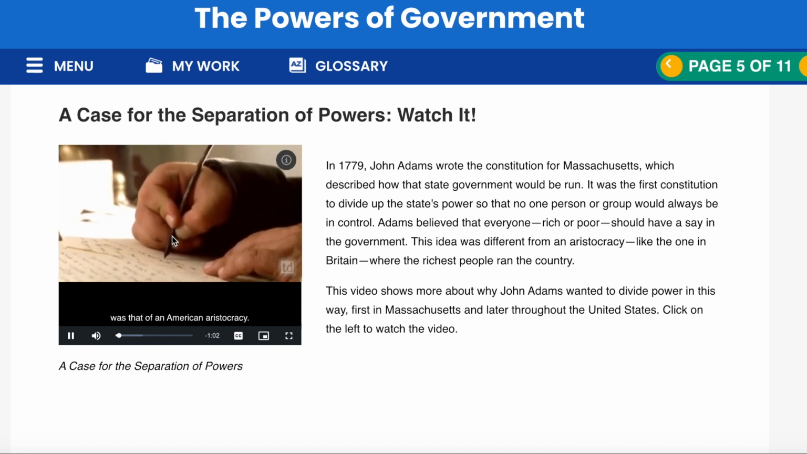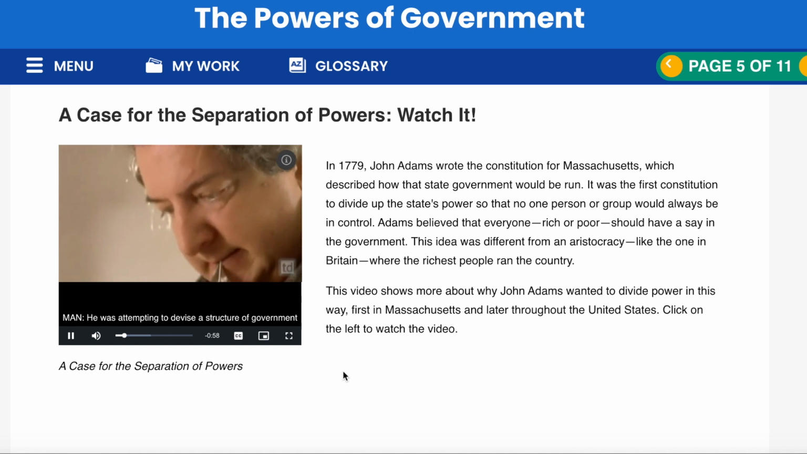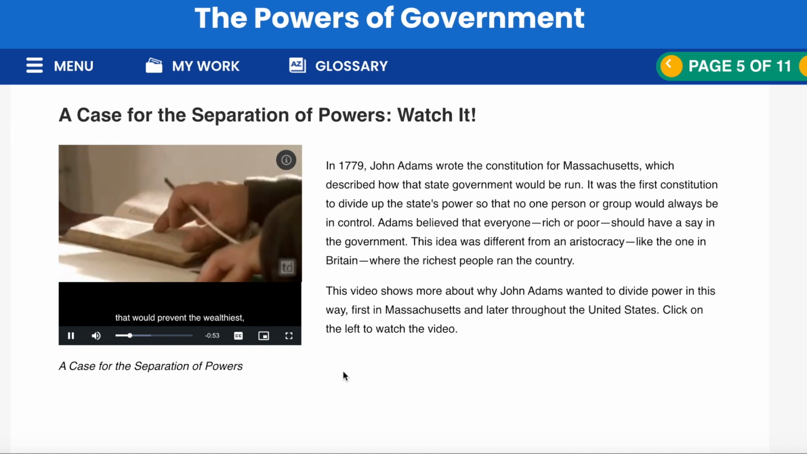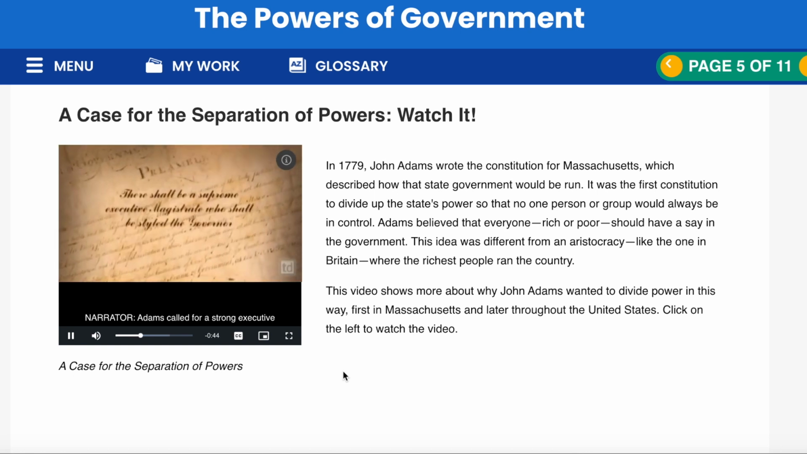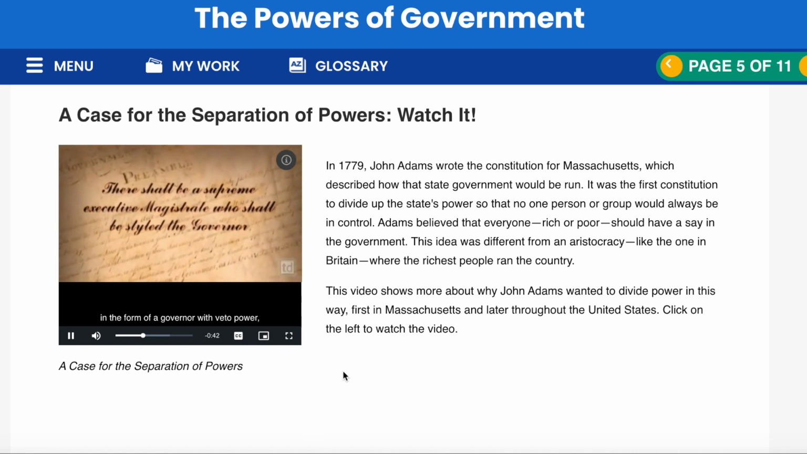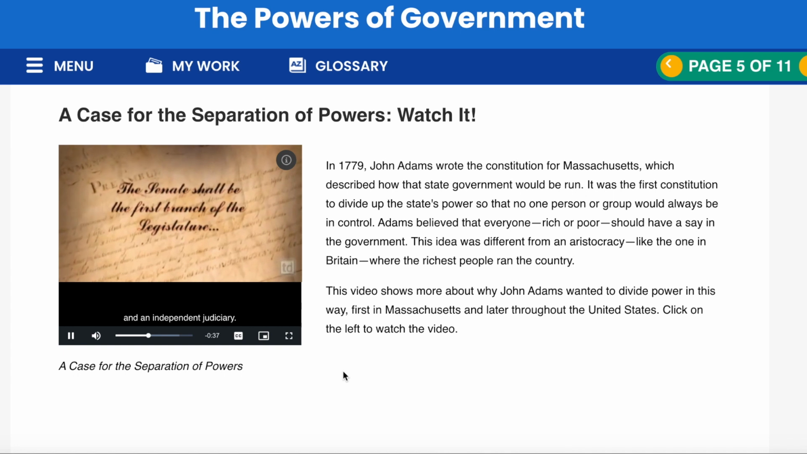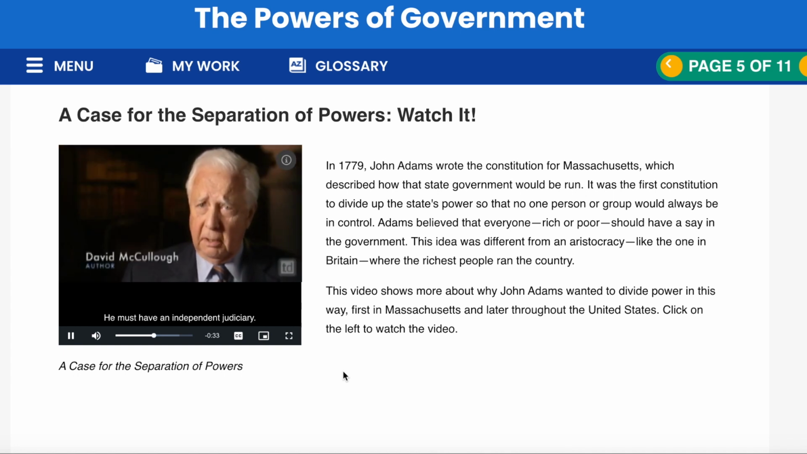The power John Adams feared most was that of an American aristocracy. He was attempting to devise a structure of government that would prevent the wealthiest, the most elite in American society, from gaining control. Adams called for a strong executive in the form of a governor with veto power, for two branches of the legislature, and an independent judiciary. Adams was the driving champion of that.